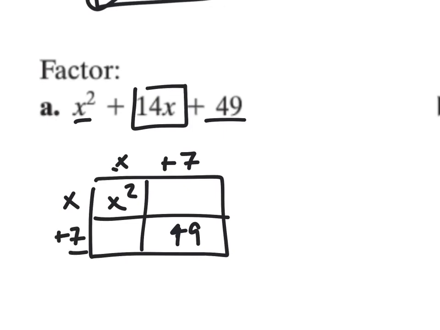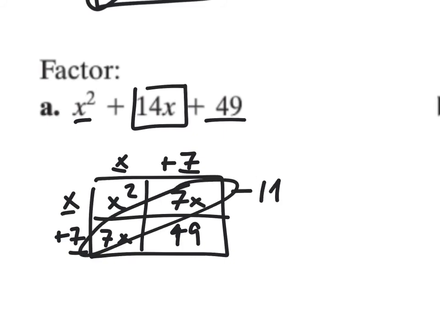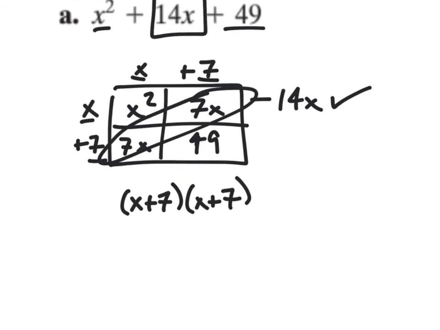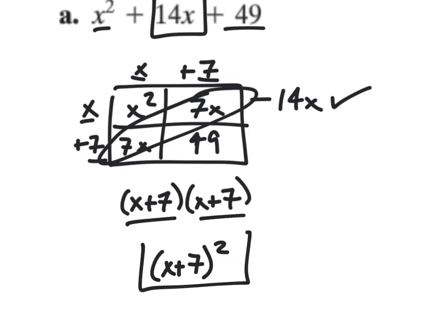So if I do 7 times x, that's 7x. 7 times x gives me 7x. Combine my like terms, that gives me 14x, and we are good. Now, when I factor this, I get x plus 7 times itself, x plus 7. The cool thing is that because I have those two, I can just write x plus 7 quantity squared. And that's that. So if you have the same factors, you can just write it as something squared.